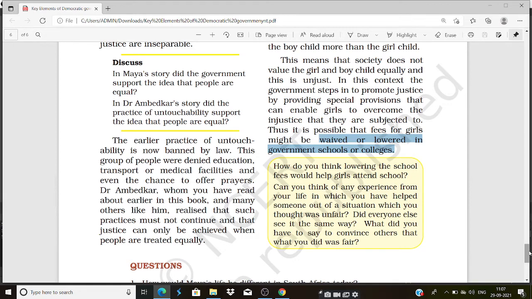अब ये जो लोग हैं, जो लोग पहले पिछड़ चुके थे, जिनको इक्वालिटी से ट्रीट नहीं किया जाता था, जिनके साथ जस्टिस नहीं किया जाता था, with the help of government's provisions of reservation in jobs as well as in school and college education, now they are able to get jobs, now they are able to get education, and in this way equality is being maintained in our society.